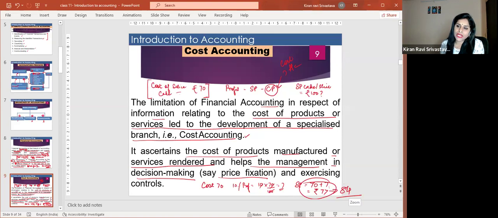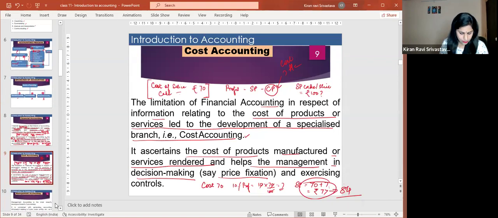And not only revenues, something can happen to the cost also. Maybe because my store became all the more efficient, my cost could have also gone down, from 70 to maybe 65. Then I'll be able to earn all the more higher profits. So all these things will be given by cost accounting, or cost accounting will help in ascertaining all such things, and it will help the management to do a better job.